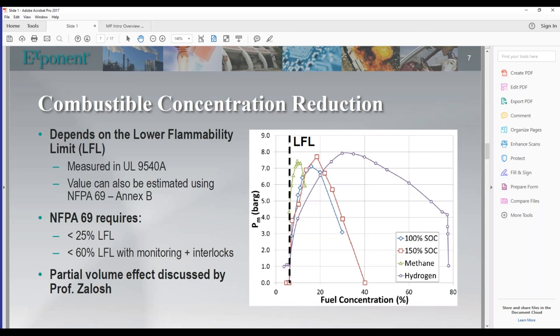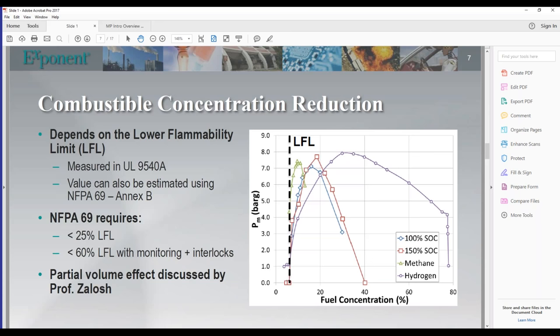Next one is combustible concentration reduction, and that depends on the lower flammability limit, or LFL, of the mixture. That is currently measured at the cell level for UL 9548. You can also estimate it in NFPA 69. And basically, 69 assumes that you have a very well mixed volume, so that you know what the concentration is at all points.